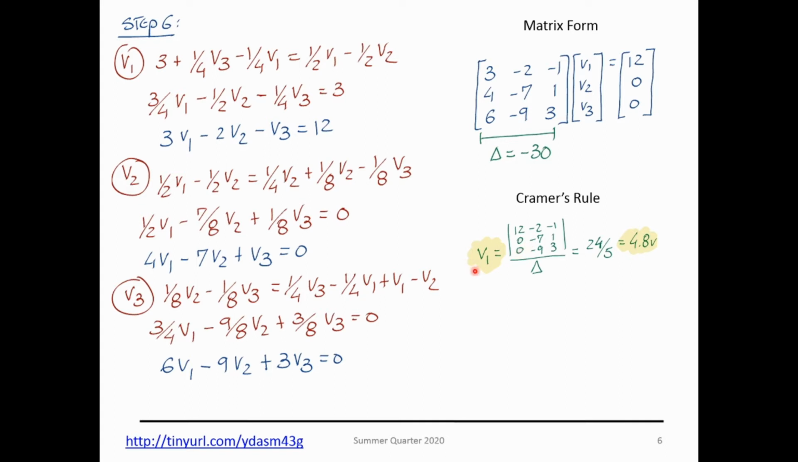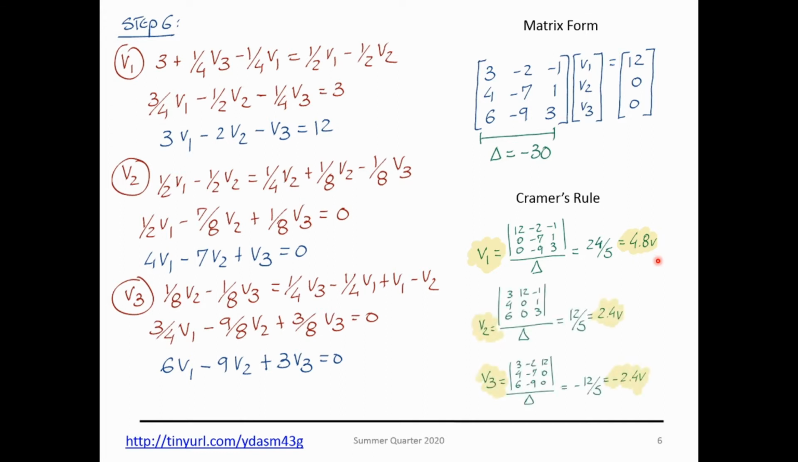For V1, all you need to do is go to your matrix, and I'm trying to find V1. So I go to the first column because they are all related to V1. So notice here, 3V1, 4V1, 6V1, and I remove those components and put my output over there. So I get 12, 0, 0, and then the rest stays the same. You calculate the determinant of this matrix, you divide by this one, minus 30, and you get your answer, 4.8 volts.